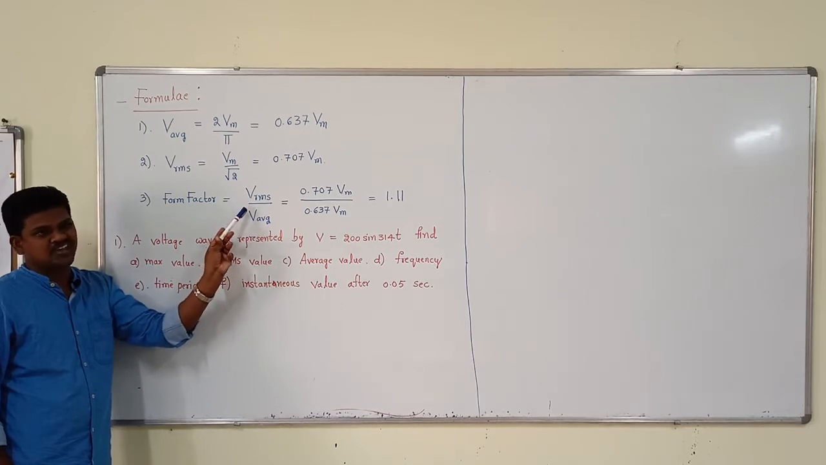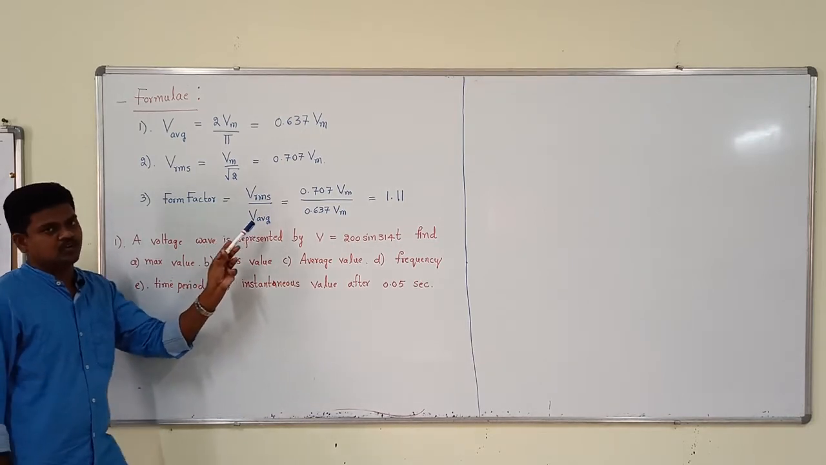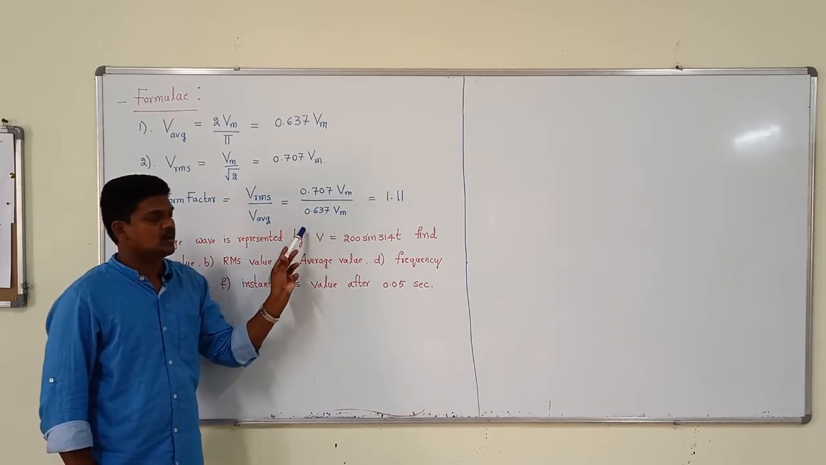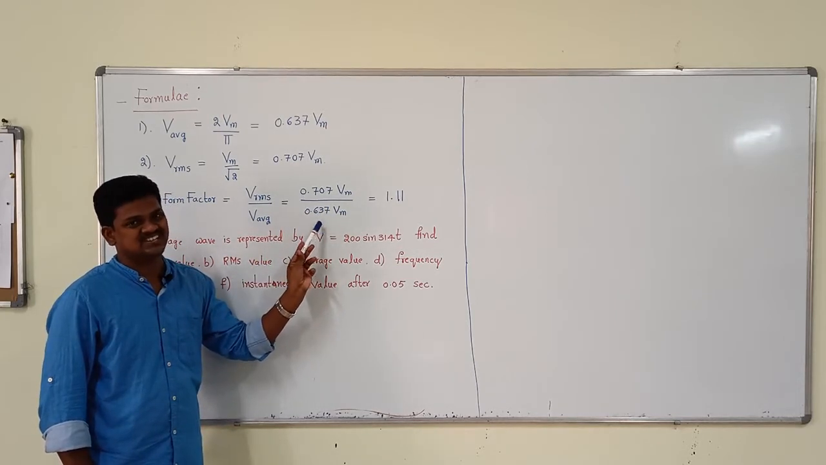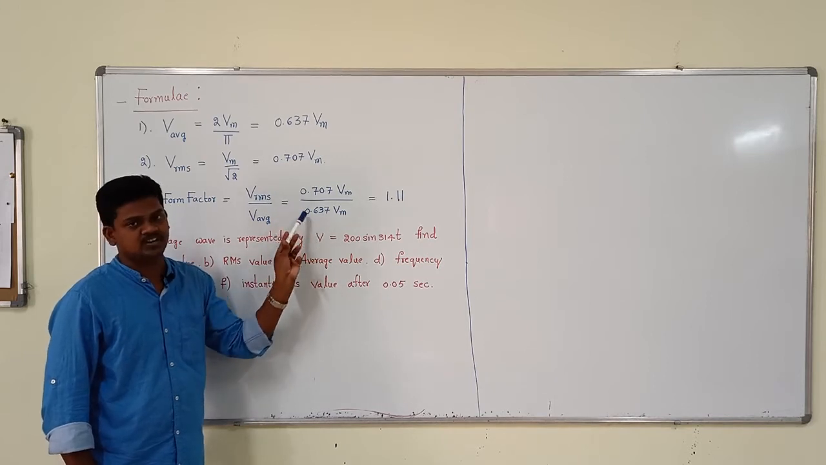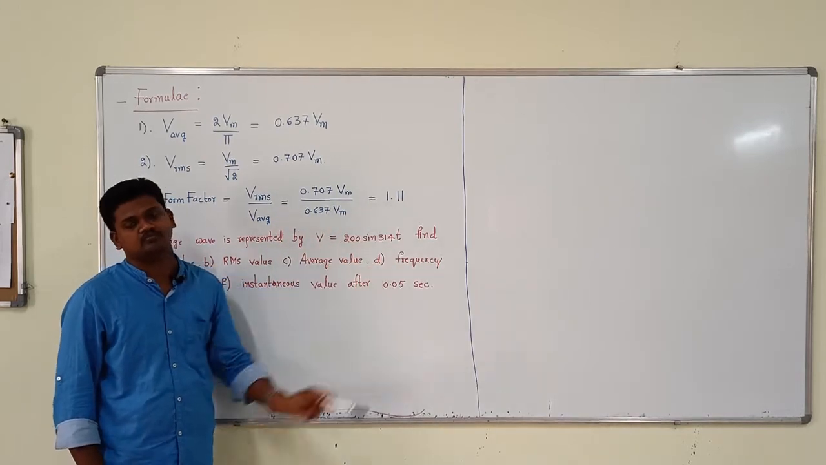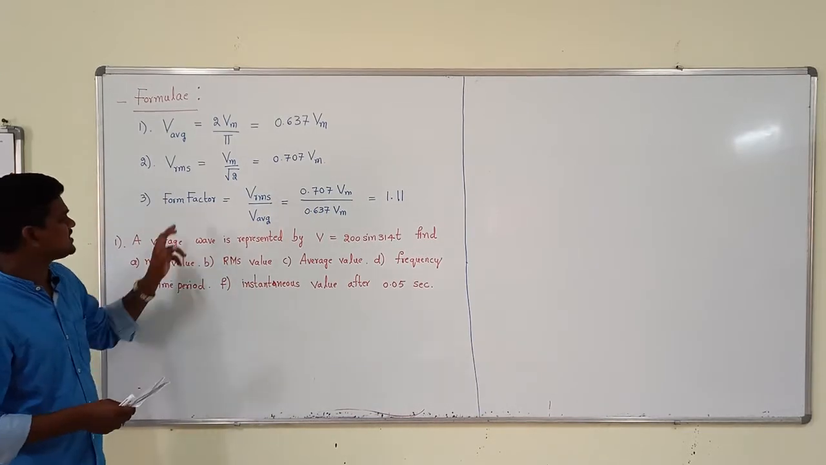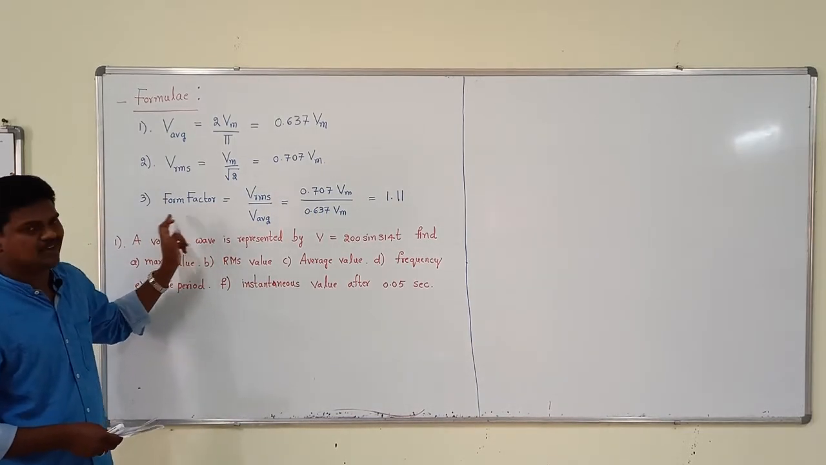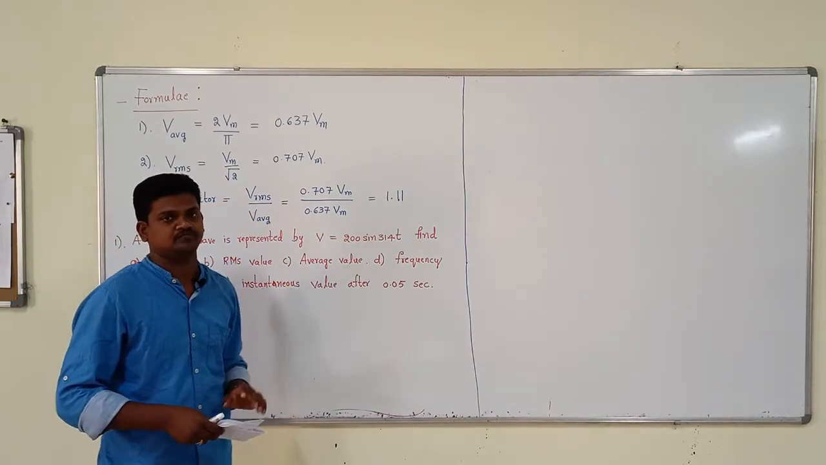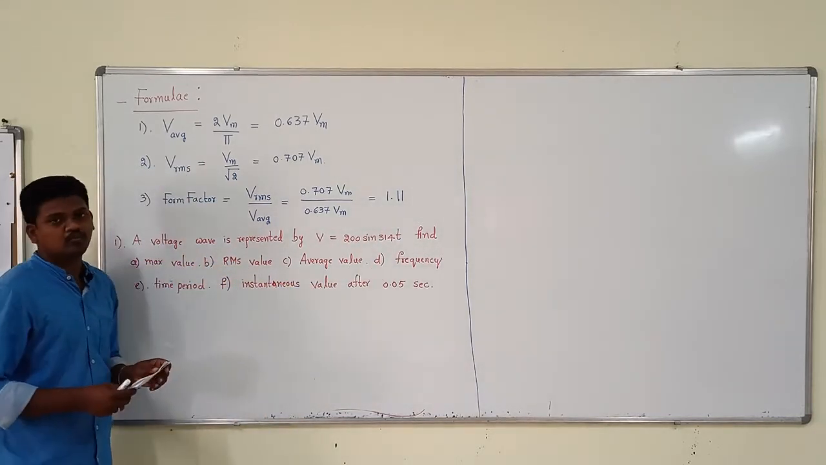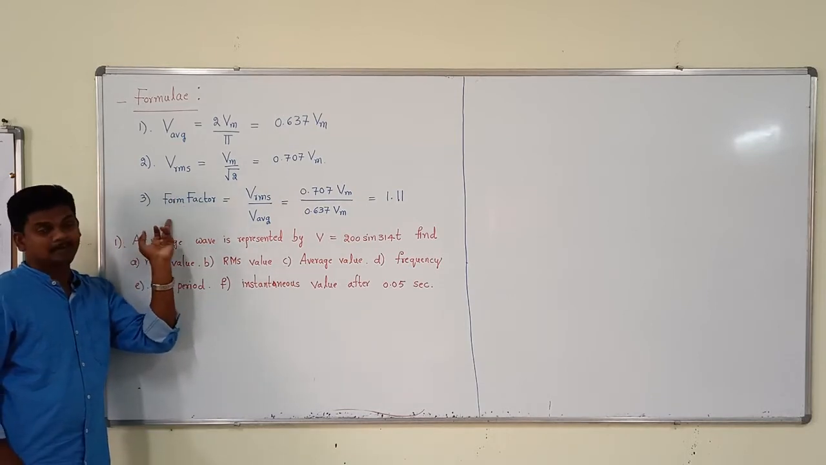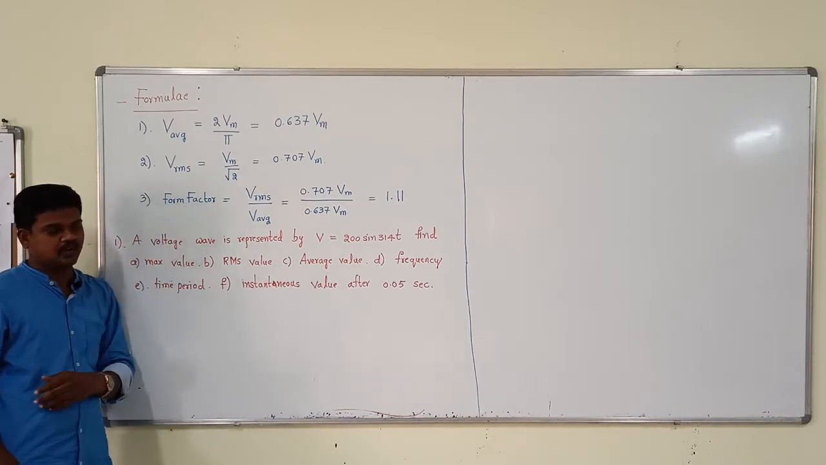For voltage, form factor is VRMS by V average value. VRMS is 0.707 Vm and the average value is 0.637 Vm. By doing the division, we get 1.11. This is the form factor, a direct ratio. The form factor value is 1.11. These are the formulas related to the average value, RMS value, peak value and the form factor.